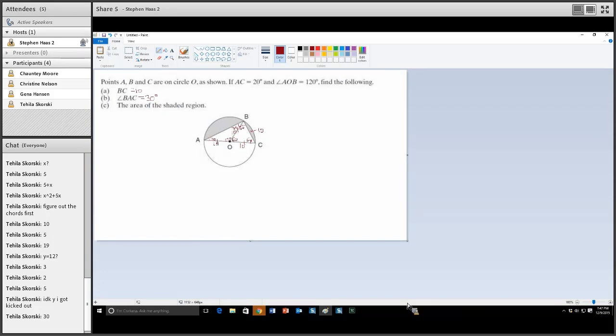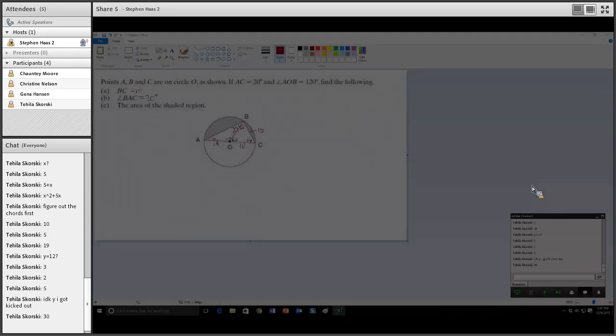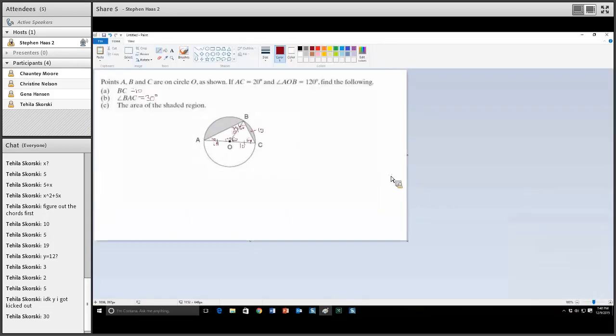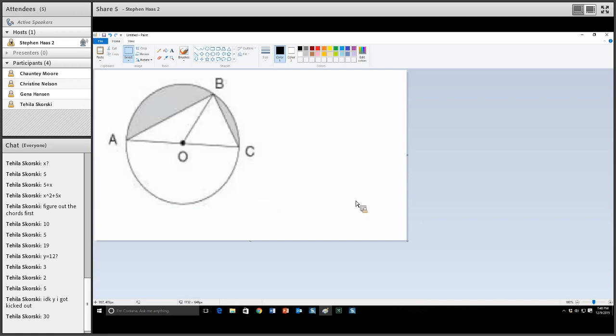And I'm going to redraw this diagram again because I want to be able to draw it a little bit clearer. Let's make this a little bigger. Okay, close enough. All right. So what do we know about this? We know that this is 10 and this is 10.